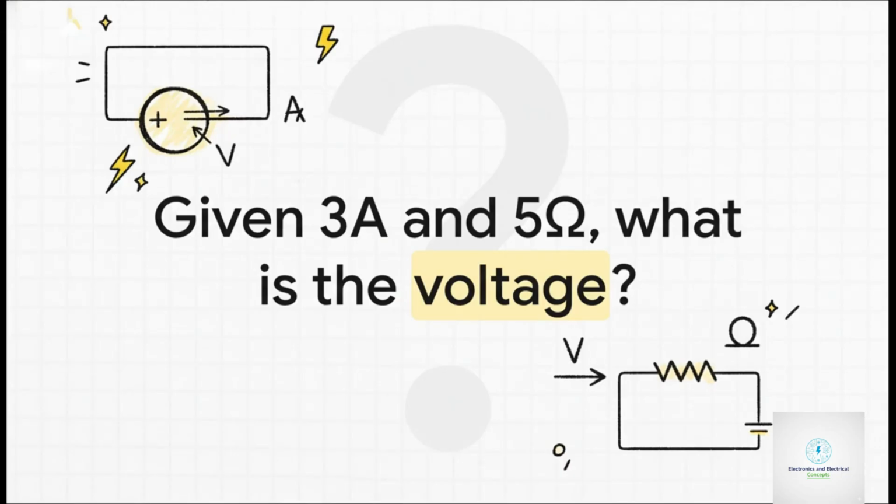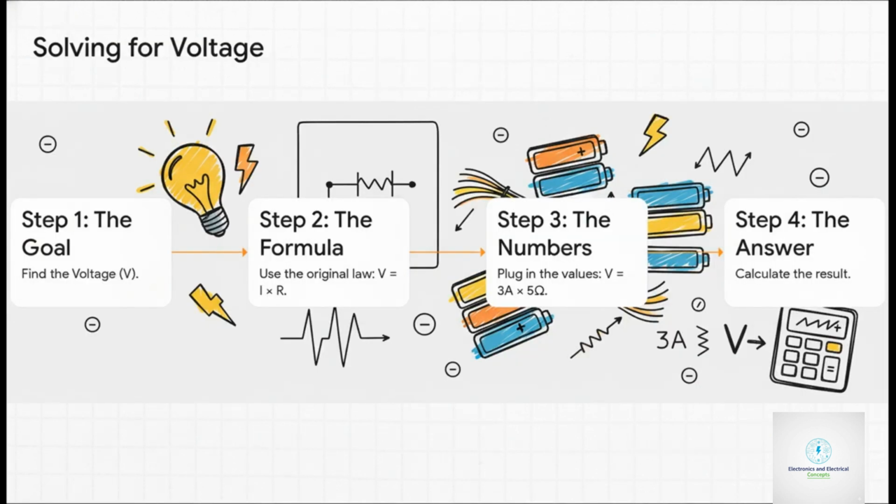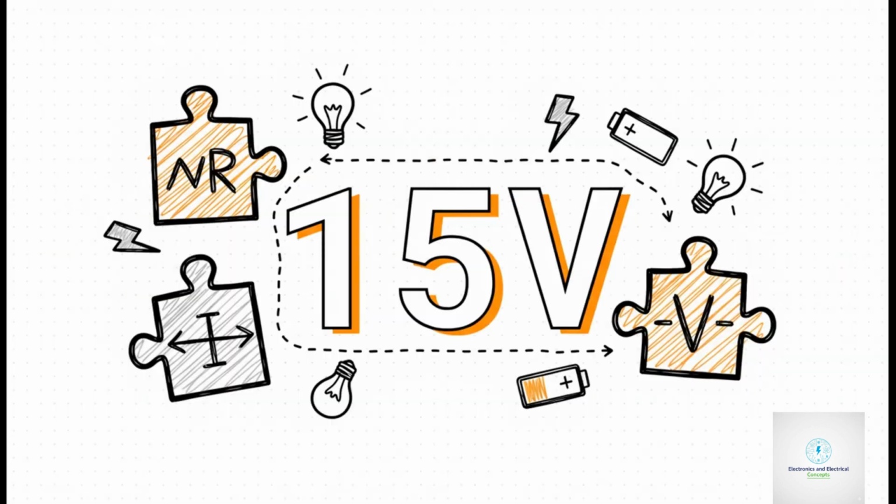Okay, let's try another one. Let's flip it around this time. Say we know the flow is 3 amps and the squeeze is 5 ohms. So the question now is, how much push, how much voltage do we need to make that happen? Again, it's just a matter of following the formula. Our goal this time is to find the voltage, or V, so we can use the original formula just as it is. V = I × R. Let's plug in our numbers. That's 3 amps times 5 ohms. And that gives us our answer, 15 volts. See how cool that is? It's so versatile. It literally doesn't matter which piece of the puzzle is missing. As long as you know any two, you can always find the third.